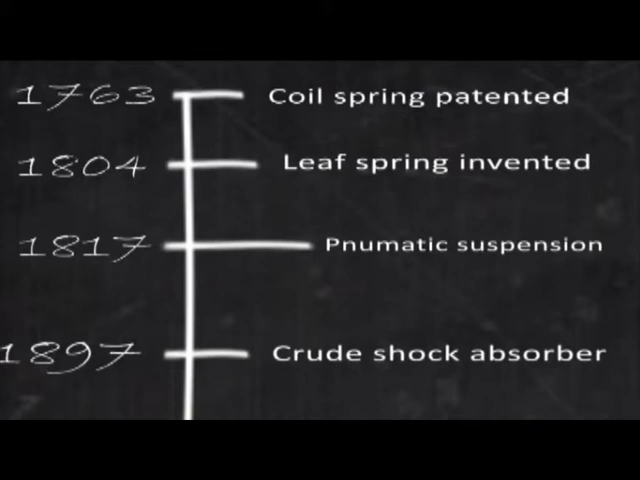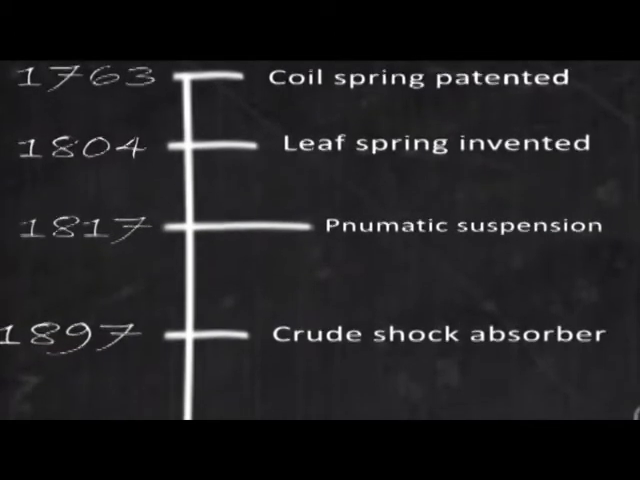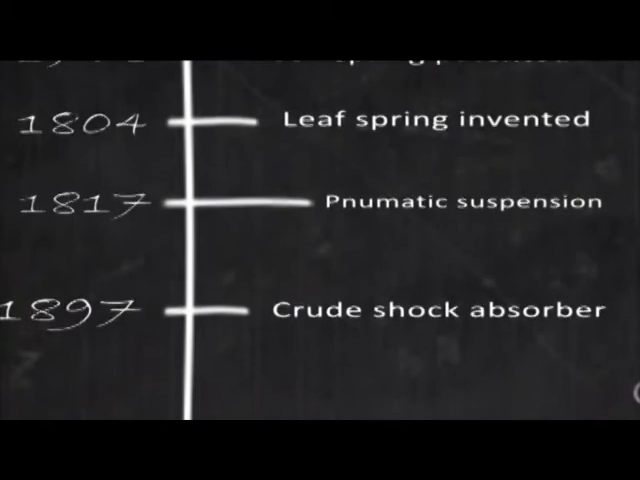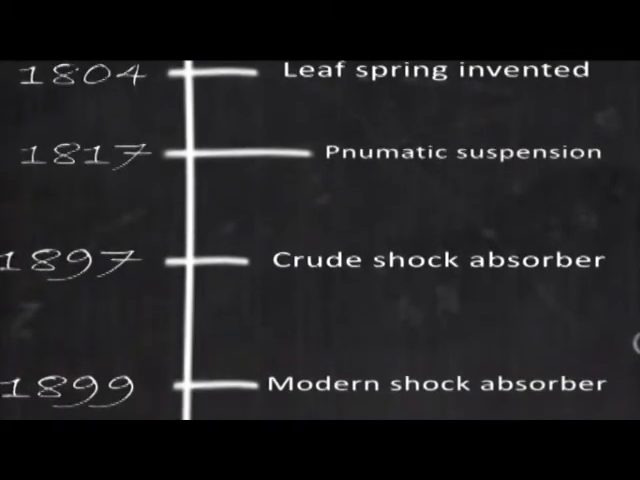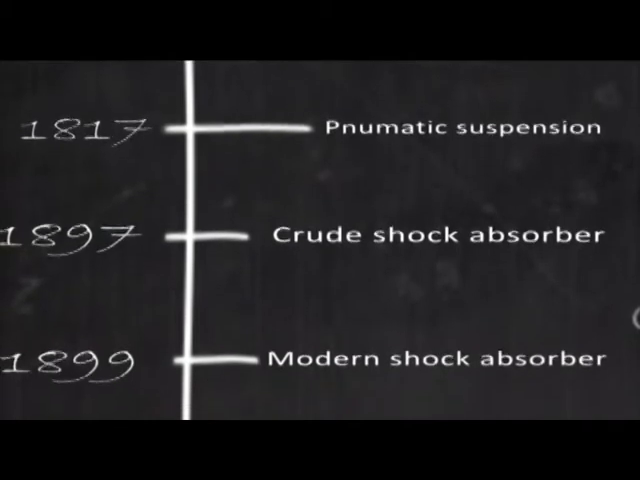In 1897, Mr. A. Gimmick recorded the first crude shock absorber. His design consisted of a rubber block which was attached to the top of the leaf spring, and when the suspension was compressed sufficiently, the block hit against the bolts which were attached to the frame.